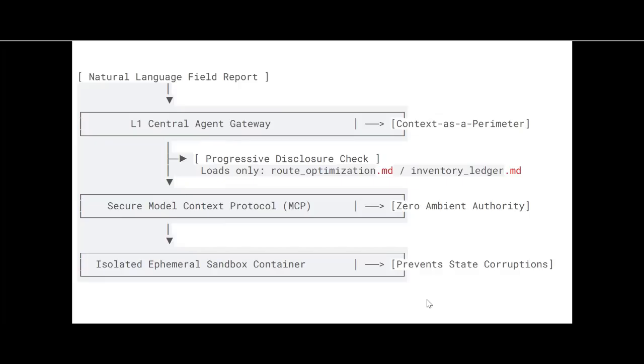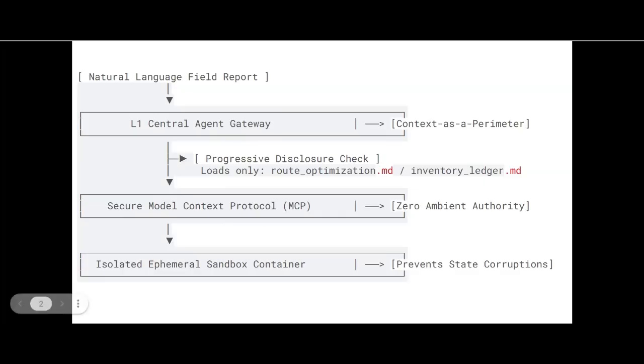First, progressive disclosure check via the ADK layer. The system scans the user's intent and loads only the specific capability module needed, such as route optimization or inventory ledger rules. This drops token costs and completely stops cross-skill tool contamination.